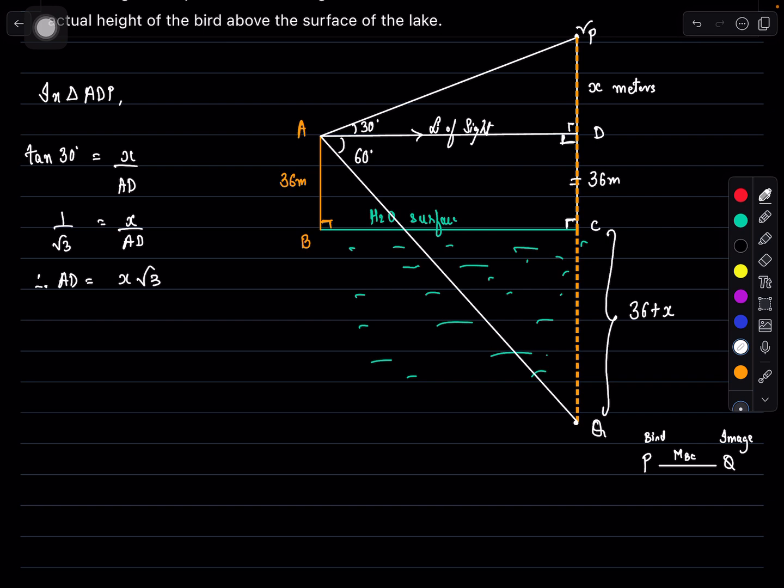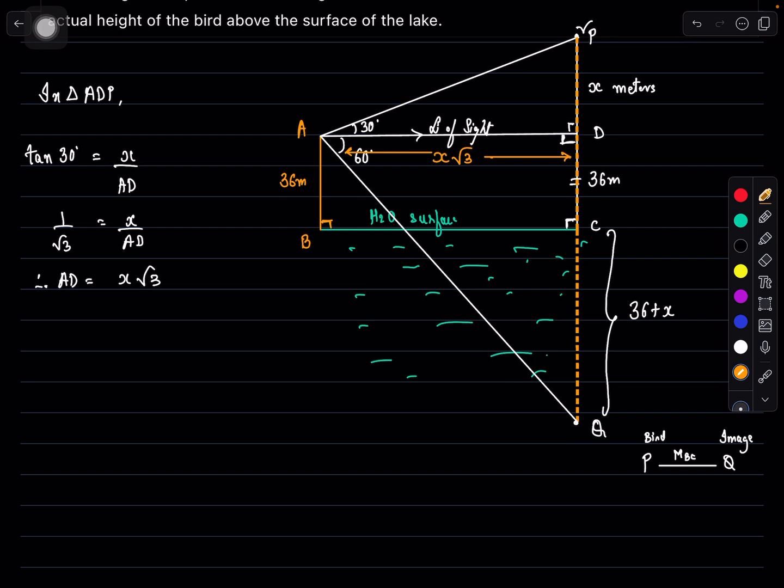So we denote the AD distance as x root 3. This is the distance that we have figured out. This distance is x root 3. Since we know QD is 36 plus x, we are referring to this as 36, and this whole length is nothing but this length, which is x plus 36. So DQ would become 72 plus x.